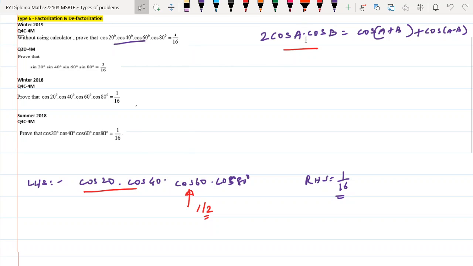Now the formula has 2 cos functions, cos A and cos B, but there are 3 functions here: 20, 40, and 80. Which one should you pick as A and which as B? The beauty is it does not really matter. You can pick any 2 angles among cos 20, cos 40, and cos 80. Since you can only have 2 cos functions, it's obvious that you have to apply this formula twice. Pick 2 functions first, apply the formula, then take the third function and reapply the formula. That's the trick here.